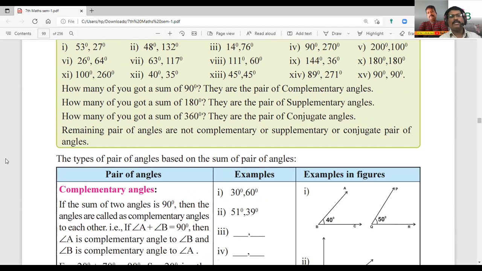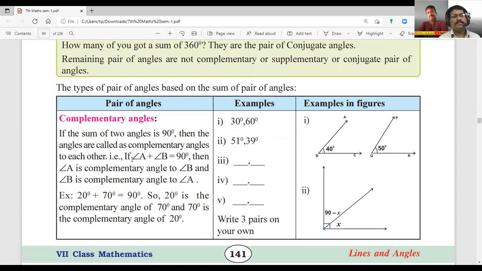So if the sum of two angles is 90 degrees, then we call them complementary angles. See this, if the sum of two angles is 90 degrees, then the angles are called complementary angles to each other. Okay, Nana? Here 30 plus 60 is equal to 90. That's why we can say that they are complementary. 51, 39. Their sum is also 90 degrees. That's why we can say that they are complementary angles.